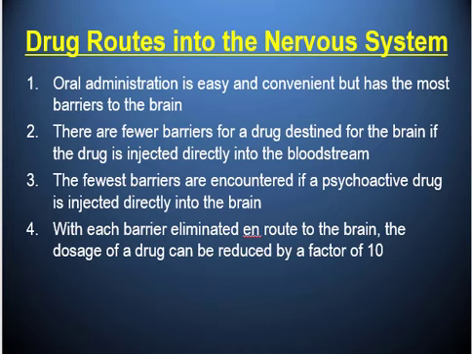So with each barrier that you eliminate, you can actually reduce the amount of drug that you need to give by a factor of 10. This is what I mean by when you're giving something orally, you're going to be giving a much stronger dose than you would give if you gave something via IV, because a lot more of the drug is going to be able to make its way to the brain if you're giving it straight into the IV than if you're giving something by mouth and it has to go through all of those different barriers, and hopefully some of it makes it through.